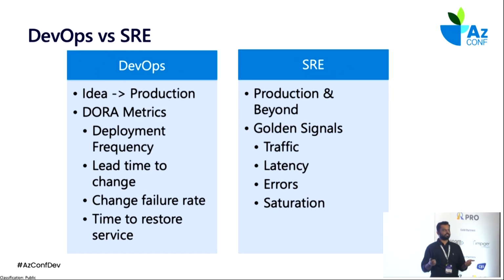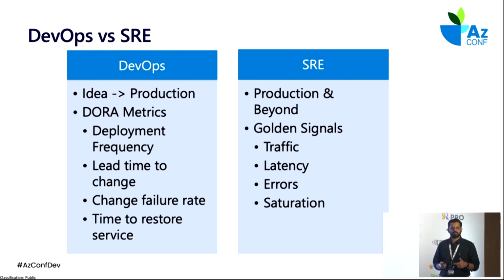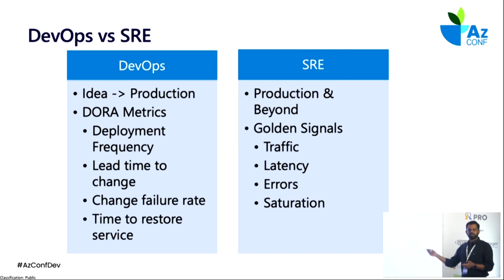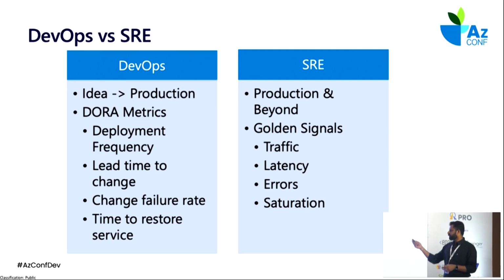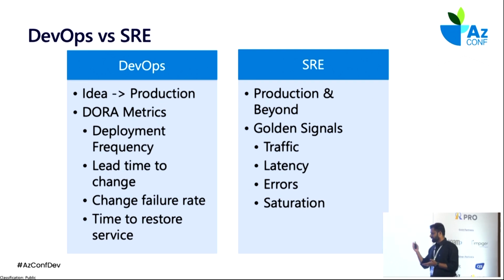Do we have the right monitors in place? Do we have the right alerts in place, etc.? And there is something called golden signals in SRE. These are the four signals. The first is traffic: what traffic is my application able to handle? Is it 1x, 2x, 3x, and when will it break? That's what you will understand as the traffic.